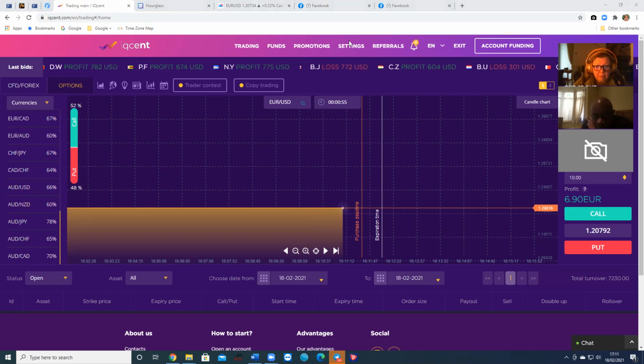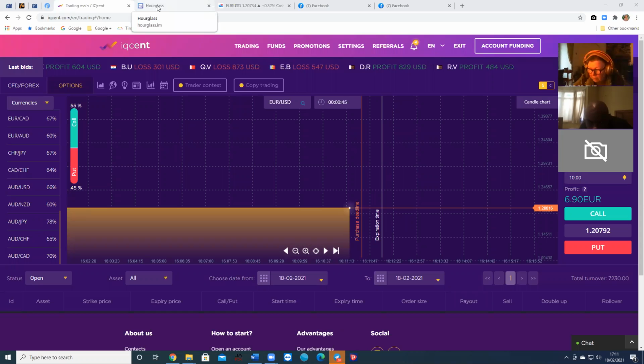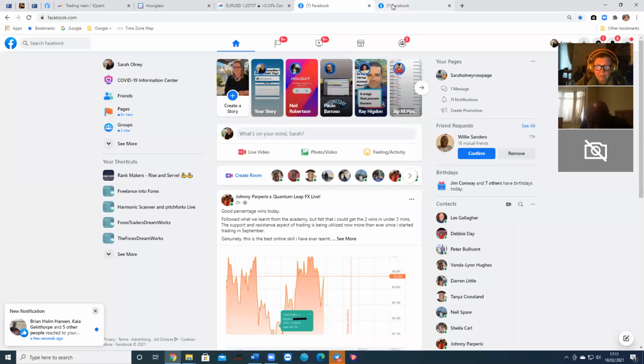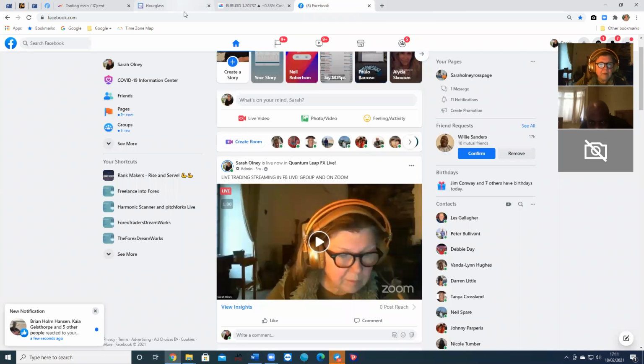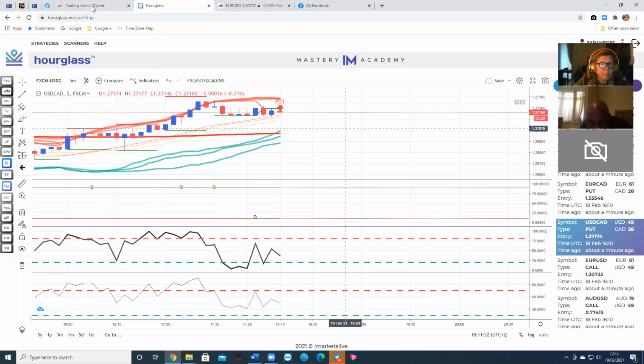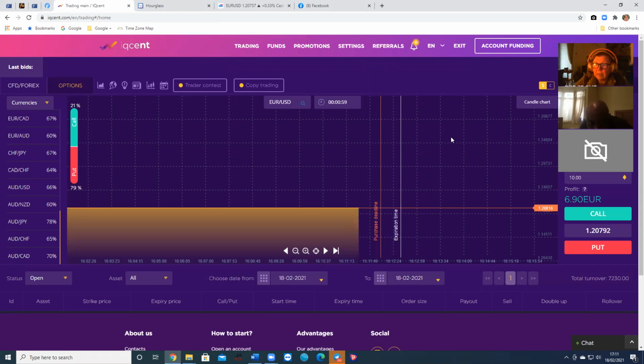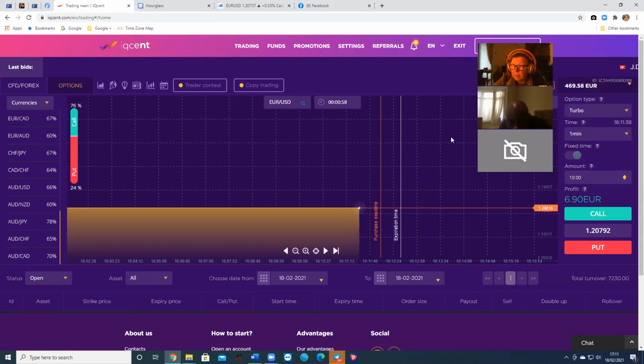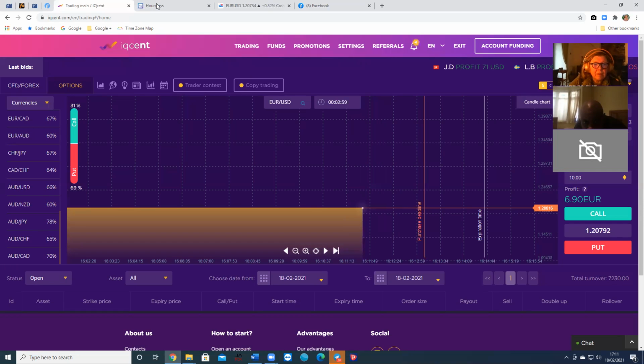Yes, 20 minutes. So let's now look at where we are on our timing. We are at 11 minutes past the hour, so coming up to the 15-minute candle. So let's look at our hourglass. Make sure you've got your broker open. I'll put that on 3 minutes. And let's have a look at hourglass.